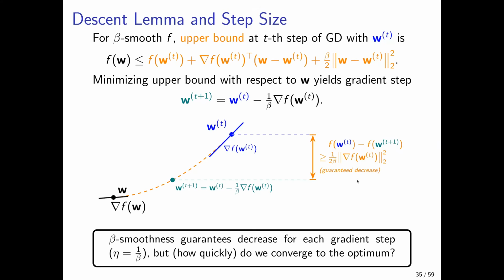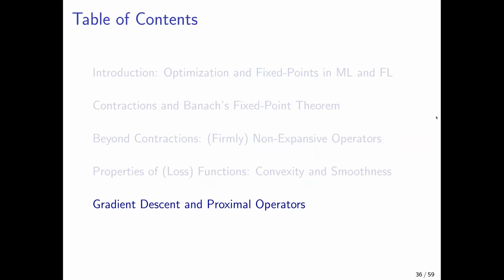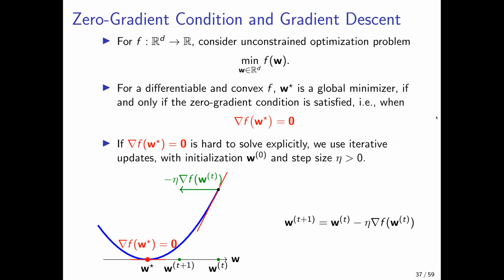But still, even though this guarantees us that in a way we are making progress, with the right step size, it doesn't tell us if we are actually converging to the minimum and how quickly, etc. And to understand this in more detail, it will be very useful to take this fixed point perspective. So finally, we are putting the pieces together, and we are looking at gradient descent from a fixed point perspective.